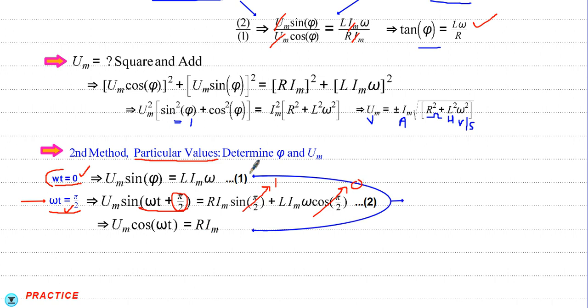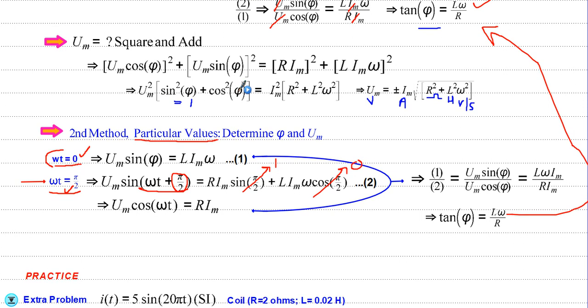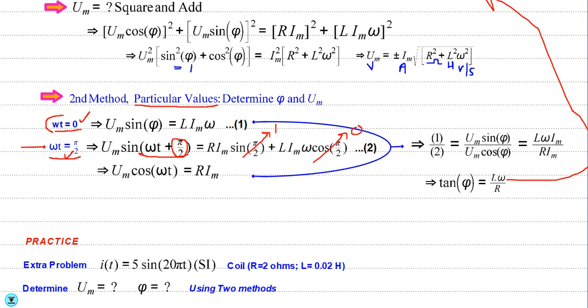And then using these two equations, as we have done previously, divide 1 by 2, the left on the left is equal to the right on the right side. So we will get actually the same answer that we got previously. How to find Um is the same way as we found it here: square both sides and add.